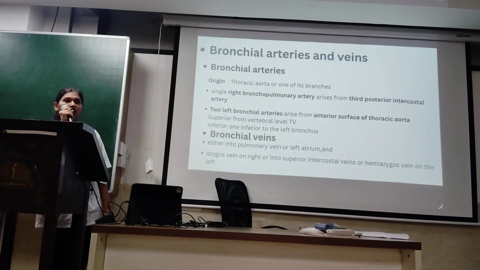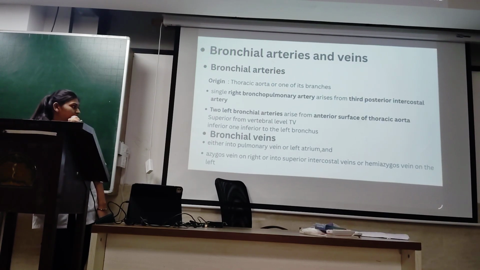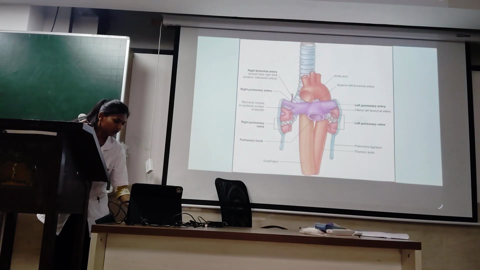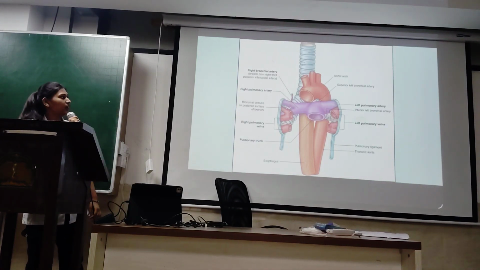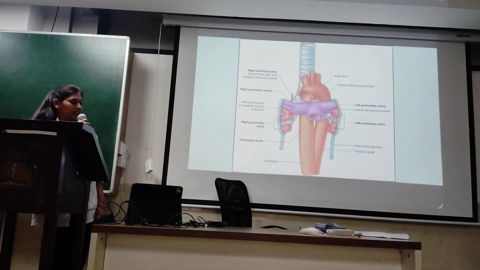Now bronchial veins. These veins drain into the left atrium or the azygous vein on the right side and the superior intercostal vein on the left side. As you can see in the diagram, this is the pulmonary trunk, which bifurcates into the left pulmonary artery and the right pulmonary artery.